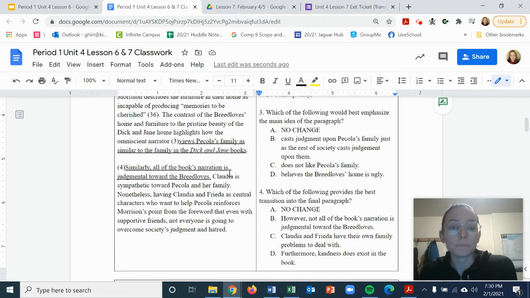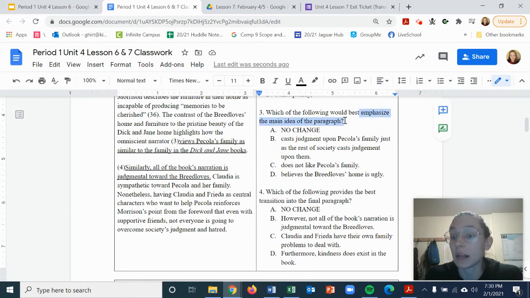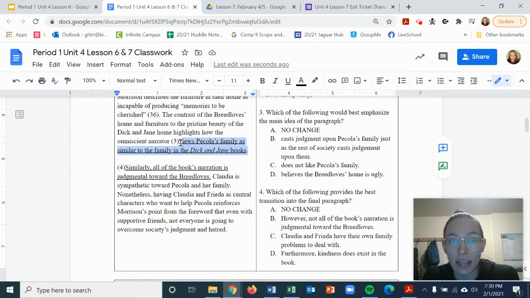Number 3, which of the following would best emphasize the main idea of the paragraph? So again, emphasize the main idea. We need to sum up that main idea. So we can get rid of A right off the bat because A is saying the opposite of what we know, right? A says, views Pecola's family as similar to the family in the Dick and Jane books, right? It's the opposite. They view them as the opposite of the family in the Dick and Jane books.